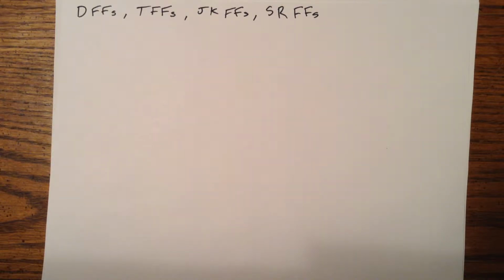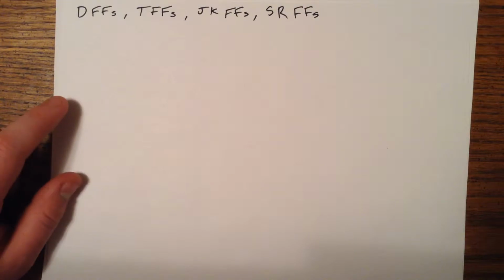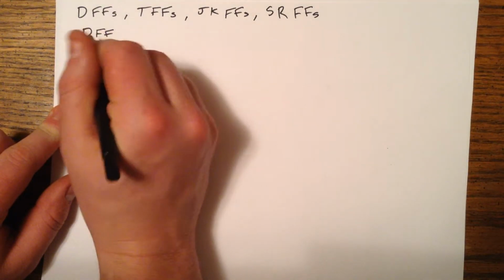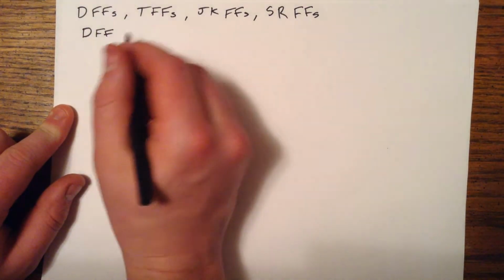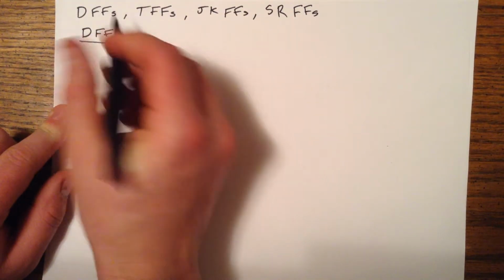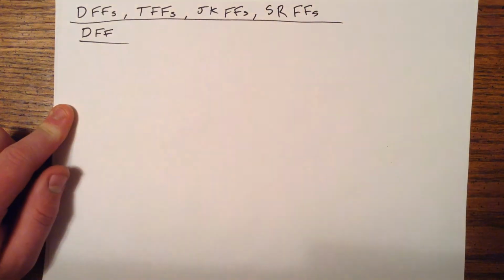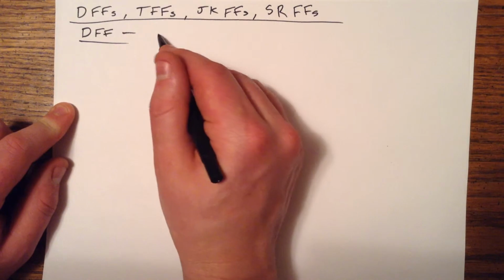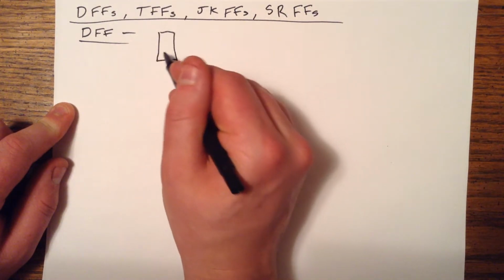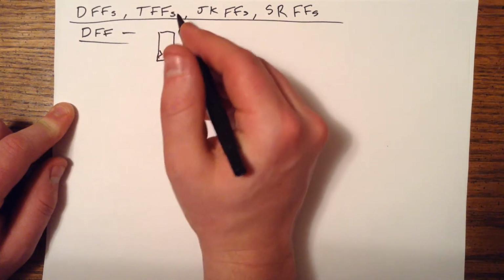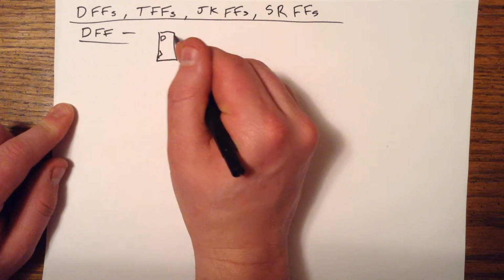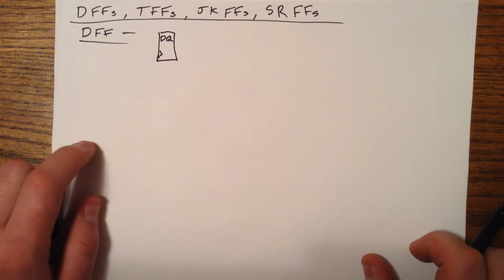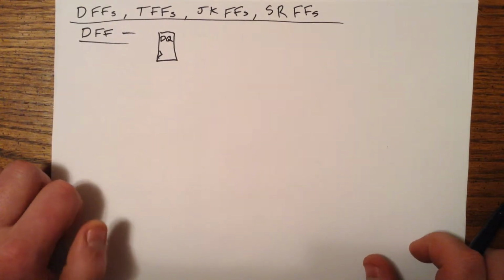So let's go ahead and start with the easiest ones. The easiest ones are D flip-flops. So D flip-flop, that's a shorthand for it. A D flip-flop looks like this. This is the clock down here. This is the data input. And that's the data output. We always call the output Q, we call the input D for a D flip-flop.